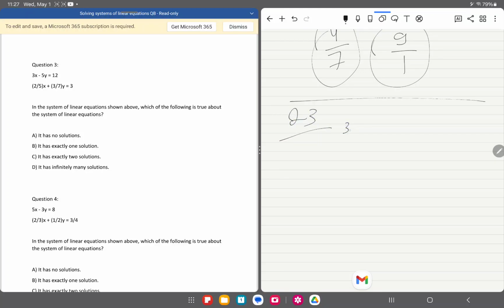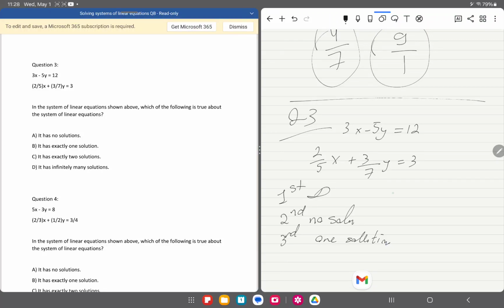Question 3. 3x minus 5y is equals to 12. 2 over 5x plus 3 over 7y is equals to 3. So let us always take first the infinitely many solutions. Second, we're going to go for no solutions. Third, we're going to go for one solution.